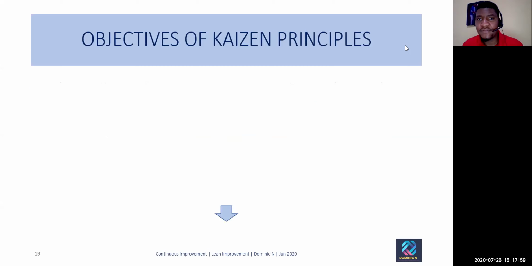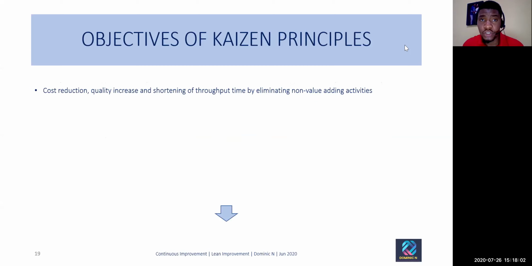And what is the objective of the Kaizen principle? One is cost reduction or quality increase, shortening of throughput time by eliminating non-value adding activities. One of the things you need to understand very well when it comes to Kaizen, Lean, and Six Sigma is to be interested in eliminating the non-value adding activities. We call them the NVAs. And also it could be about conscious and self-independent avoidance of wastages. You know, we talked about the 8 wastes. We'll look at that later as we go on.